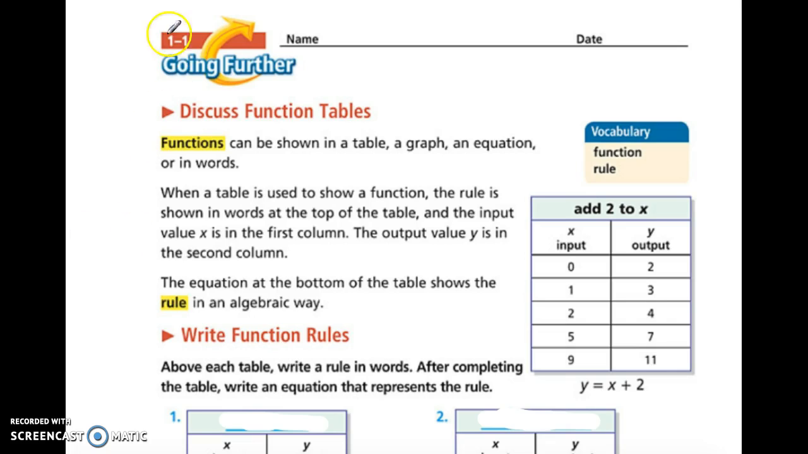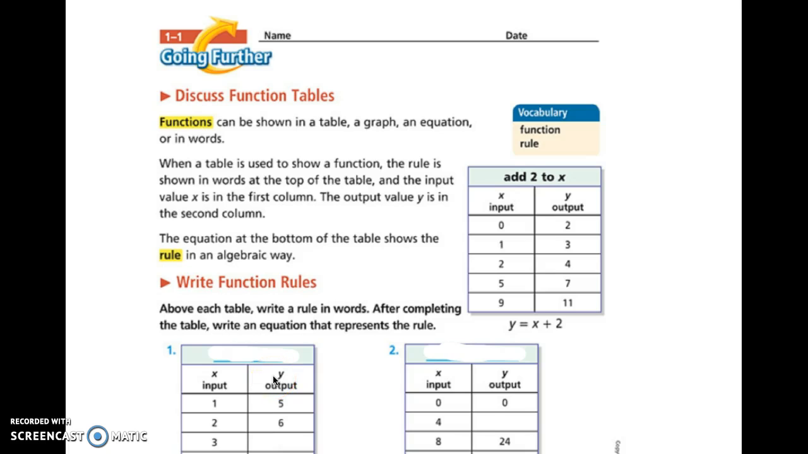Next, we are going to look at function tables. And we talked a little bit about this in the fluency chapter, but we're going to dive a little bit deeper into it. So functions can be shown in a table, a graph, an equation, or in words. When a table is used to show a function, the rule is shown in words at the top of the table. And the input value x is the first column. The output value y is in the second column.